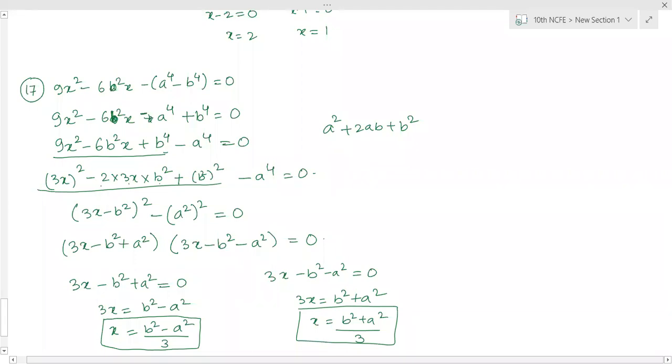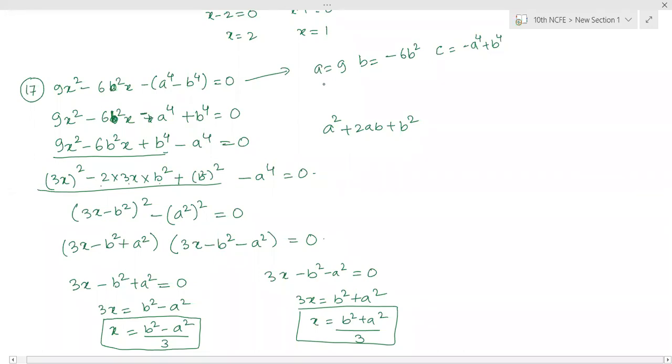Or you can solve this by quadratic formula also. If you want to solve by quadratic formula, what is the value of A? From this part, you can find out the value of A is 9. B is 6b square, and C is b to the power 4 minus a to the power 4. And by substituting, you will get the answer.